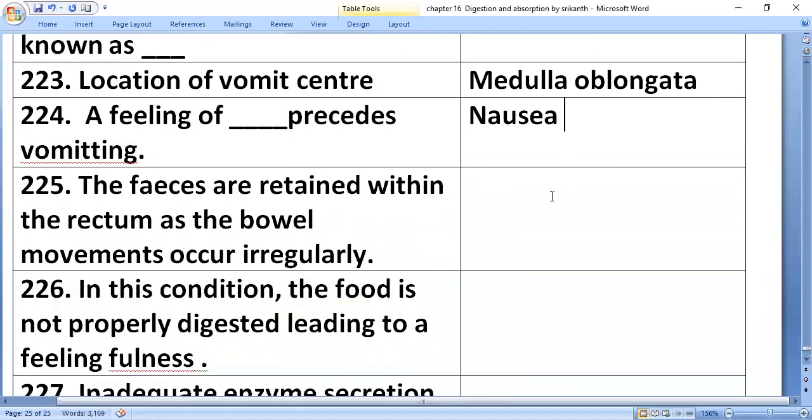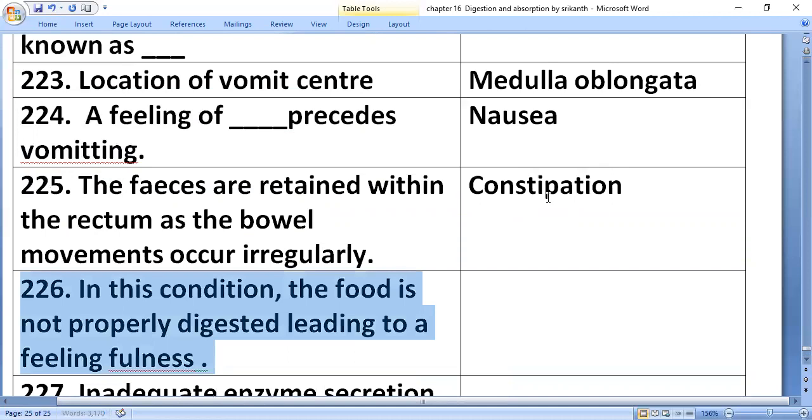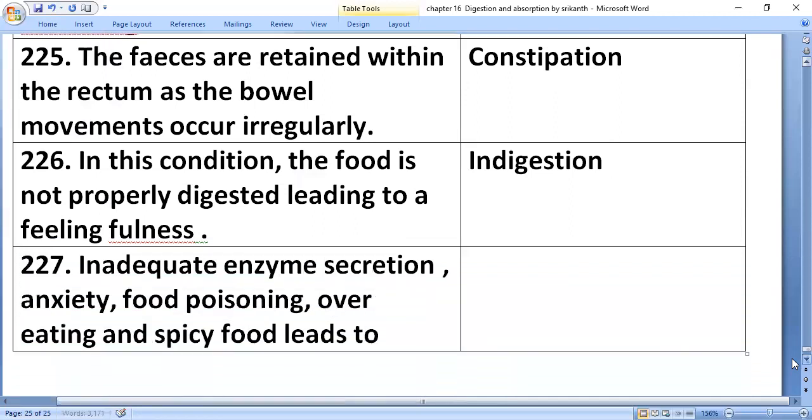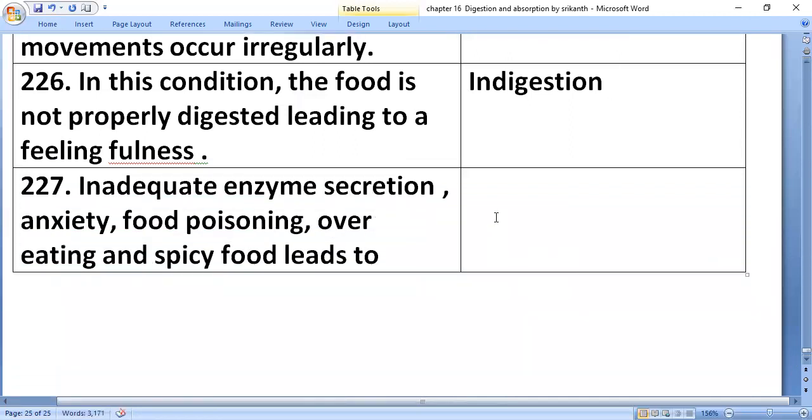The feces are retained within the rectum as the bowel movement occurs irregularly: constipation. In this condition the food is not properly digested, leading to a feeling of fullness: indigestion. Inadequate enzyme secretion, anxiety, food poisoning, overeating, and spicy food lead to indigestion.